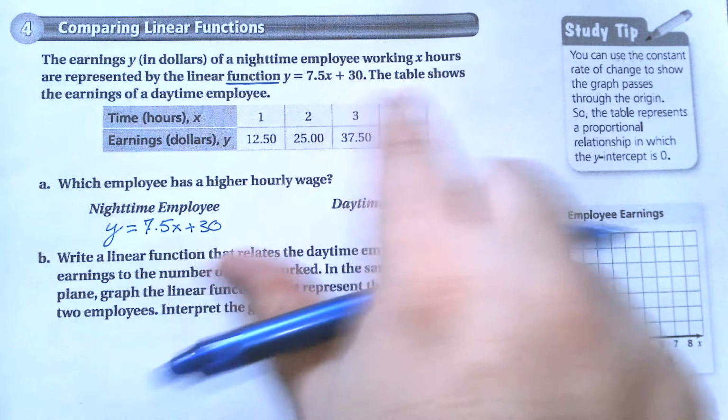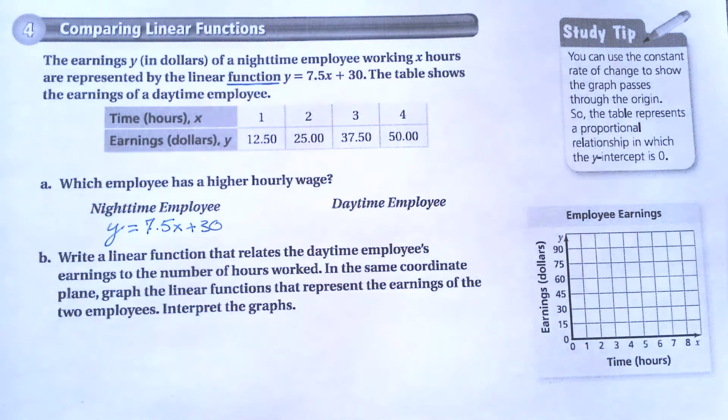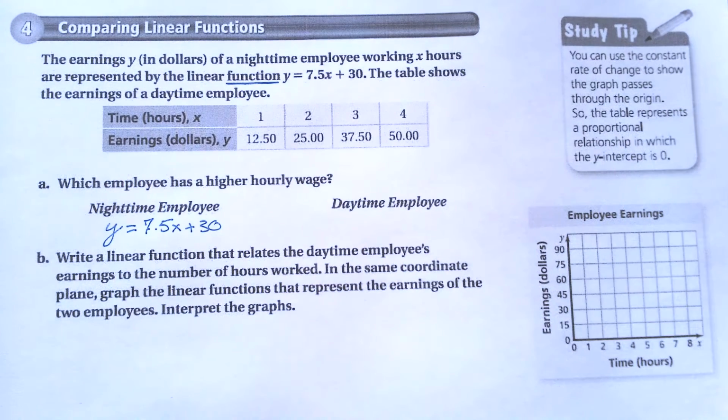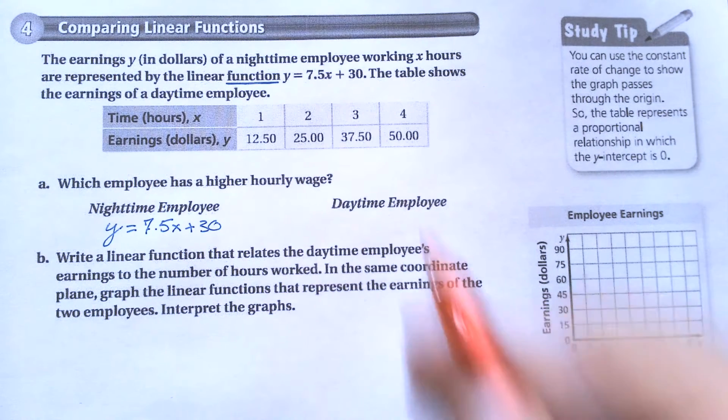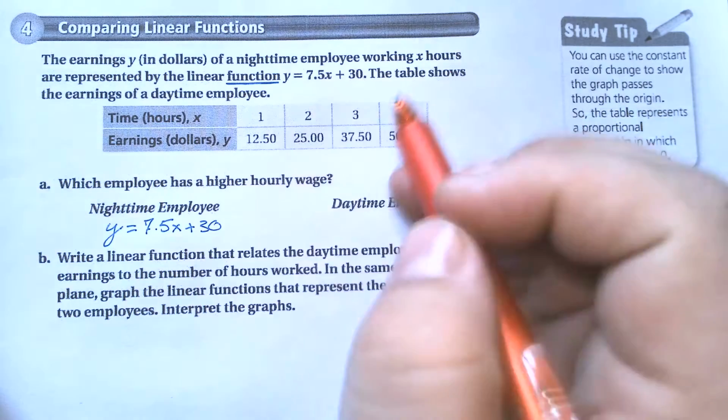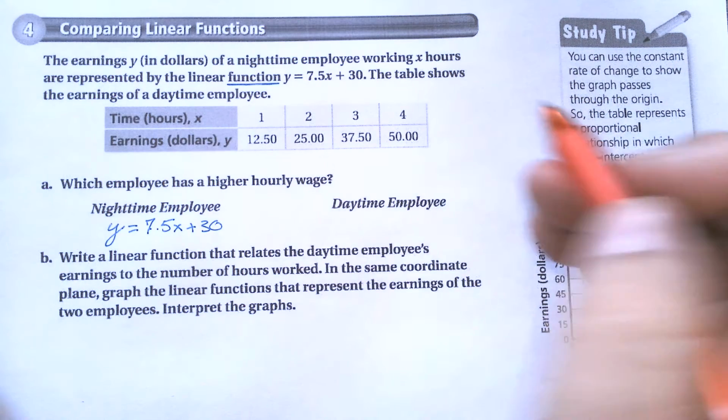So the table shows the earnings of a daytime employee. Oh, let me back up real quick. That 30 is each time. I don't know if that's pay period or day or what, but you start off at $30 and then from there you're going to make $7.50. I would guess that's per pay period.